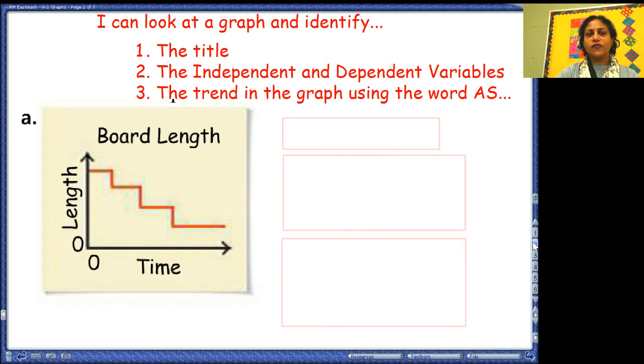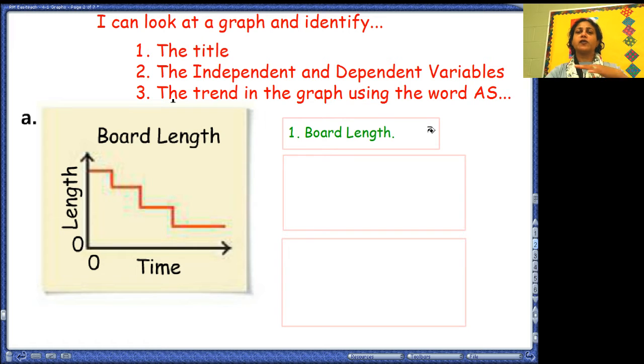So a graph gives you information, and when you look at a graph you should be able to tell me what this graph is about and what it is telling you. So you want to first identify the title. In this case the title is board length. And which ones are the independent and the dependent variables?